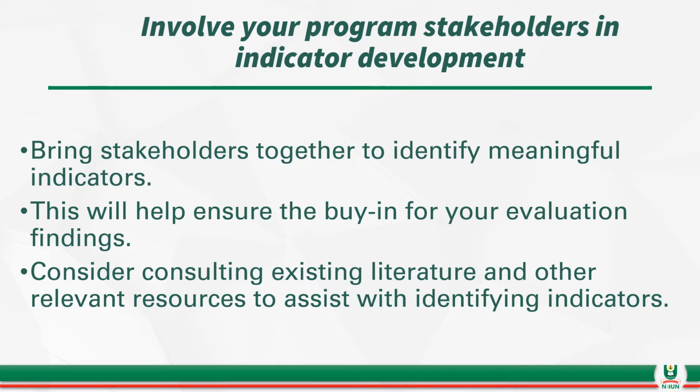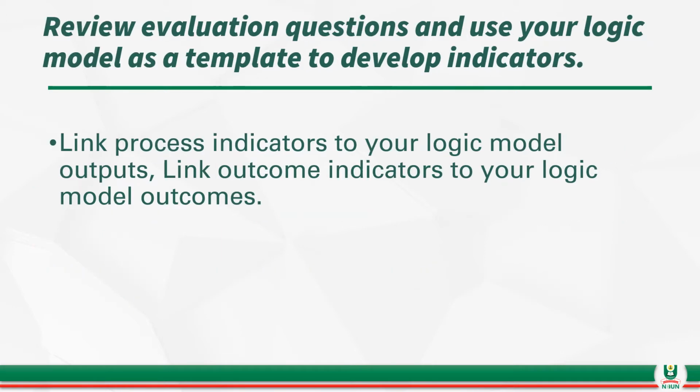Also, they will consider consulting existing literature and other relevant resources to assist with identifying indicators. The second step in developing indicators for your program involves reviewing evaluation questions and using your logic model as a template to develop indicators. That is, you need to link process indicators to your logic model outputs, and link outcome indicators to your logic model outcomes. That is the second step.